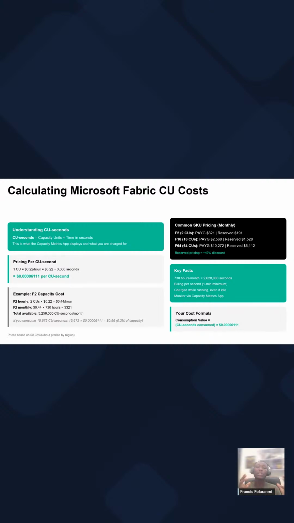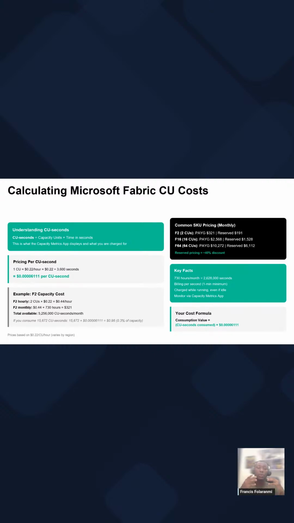Now, how do you calculate Fabric CU cost? For example, if you go to the official documentation, you are going to see the costs vary from region to region. I'm using the West Europe region for the calculation here. For your F2 capacity on a monthly basis, you have about $321 for your pay-as-you-go subscription. But if you use a reservation, then you end up with $191, which is approximately 41% in savings if you do reservation.